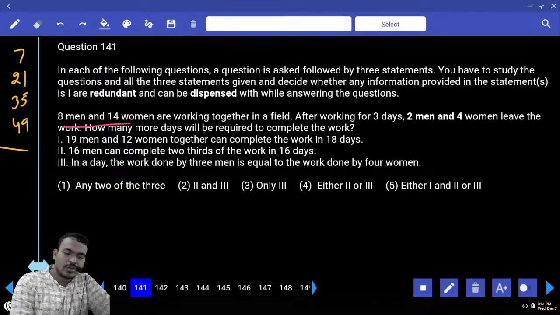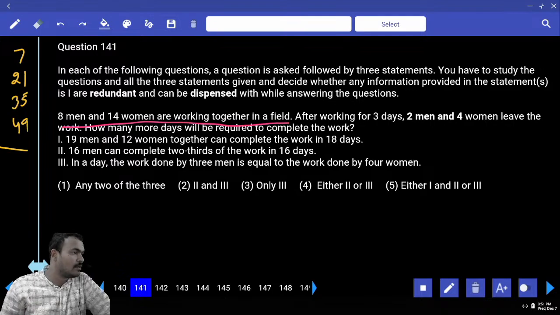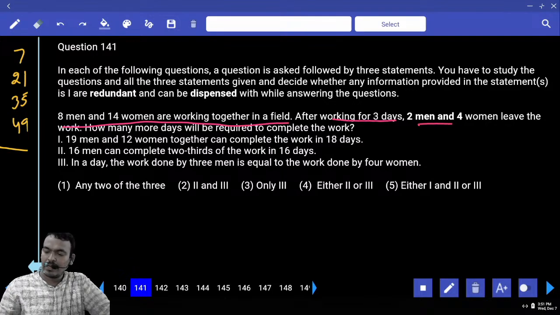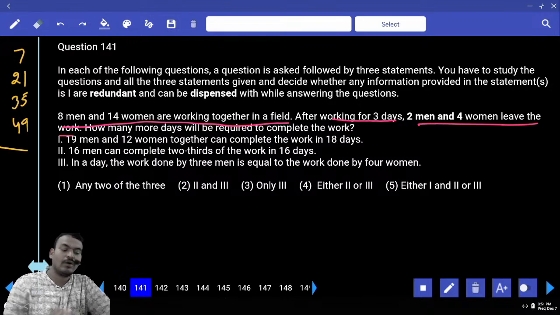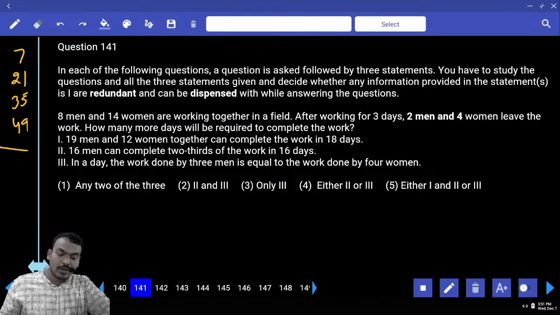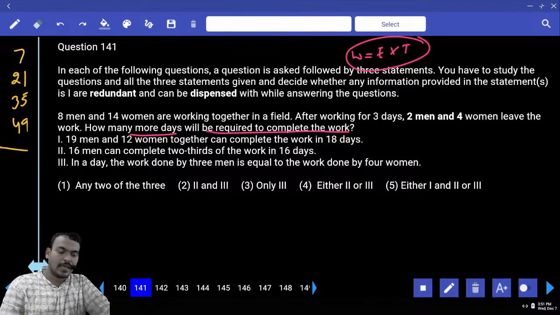8 men and 14 women are working together in a field. After working for 3 days, 2 men and 4 women leave the work. How many more days will be required to complete the work? We need to identify the number of days. What is the work concept? Efficiency into time or not.